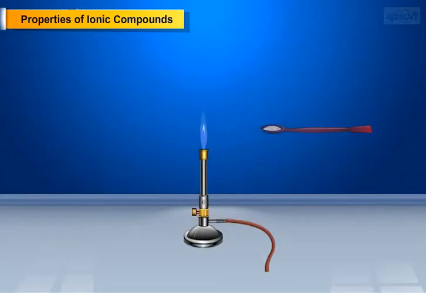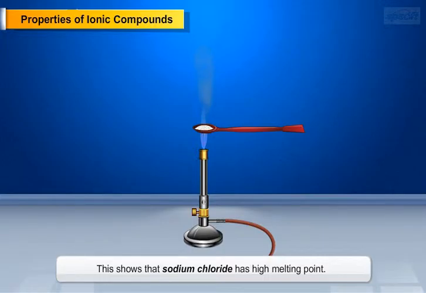Take a small amount of sodium chloride and pour it on a metal spatula. Heat it directly over the flame of a burner. Sodium chloride does not melt easily. Heat it strongly up to the melting state. This shows that sodium chloride has a high melting point.